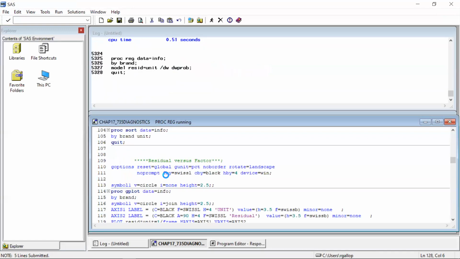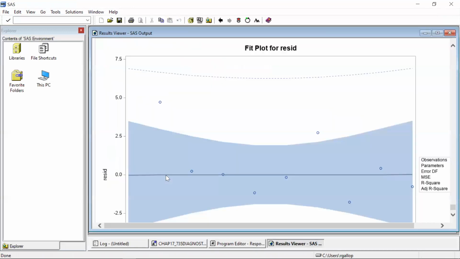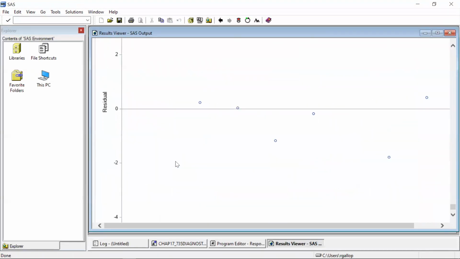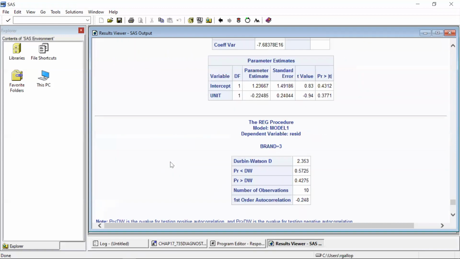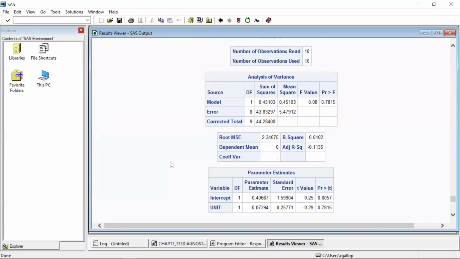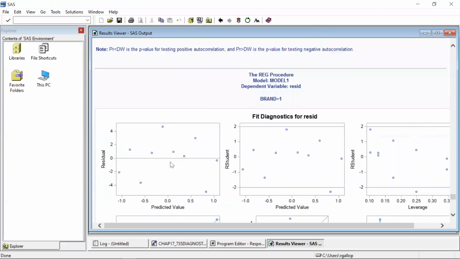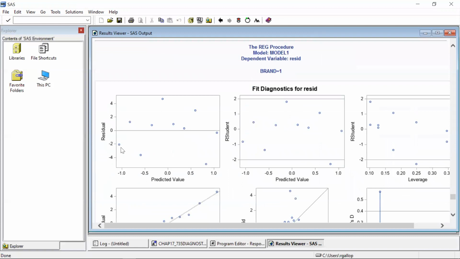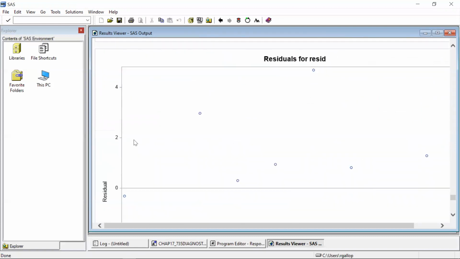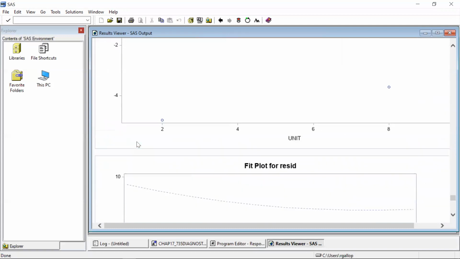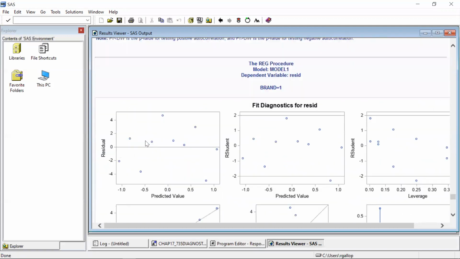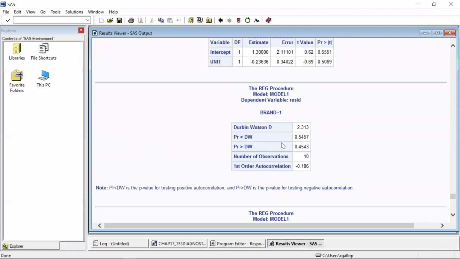So when I go here, well, it'll take a little while for the output. I don't care about any of this output. I'm going to go to the very top of the output. There's brand 3, brand 2, brand 1. Don't care anything about this, except for, I hopped over it too quick, except for this part right here. This is giving us the Durbin-Watson test.